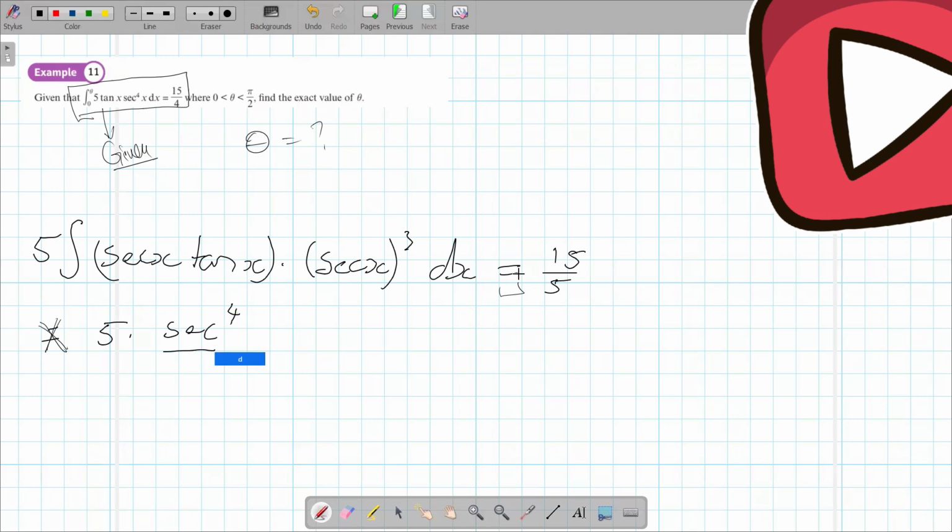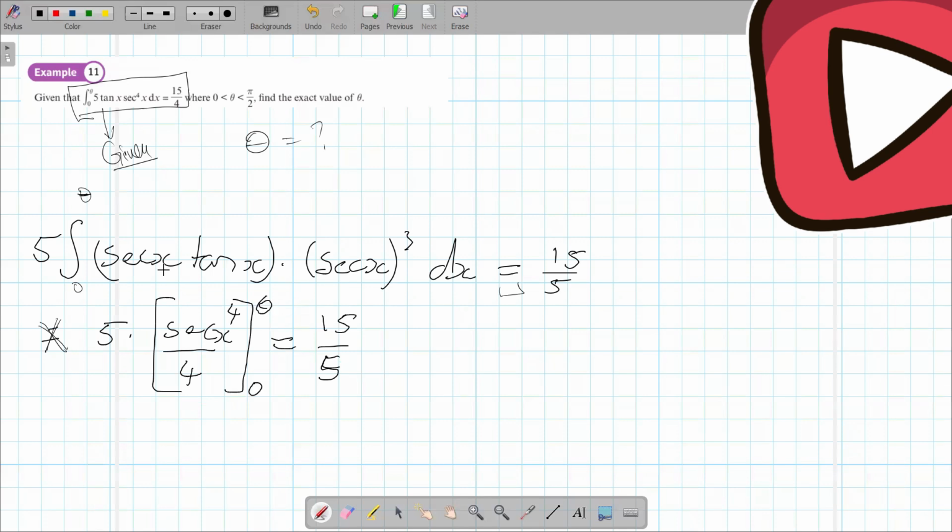sec x to the power 4 over 4, right? Yeah. Equals 15 over 5. But you should put limits here from 0 to theta. This is a definite integral. Oh yeah, you're right. There are limits, 0 to theta.